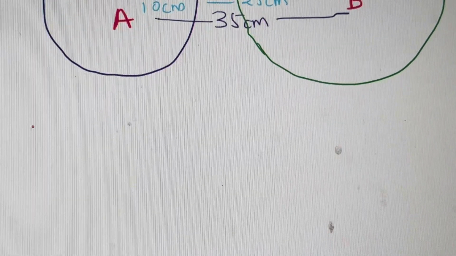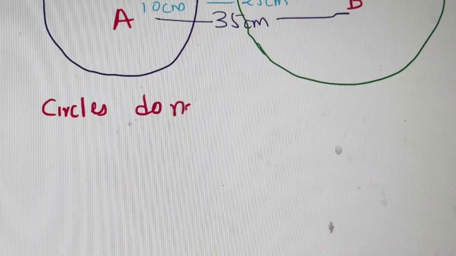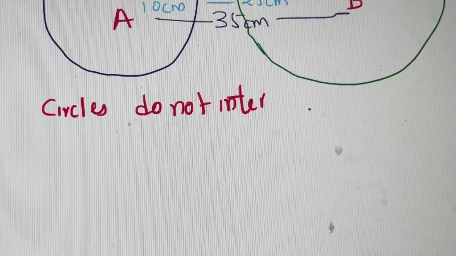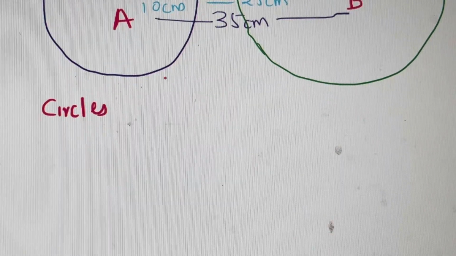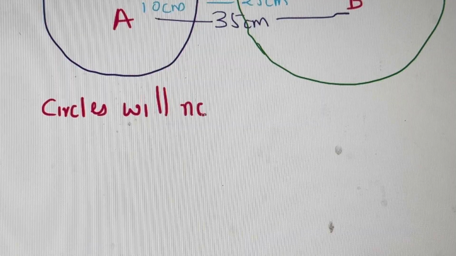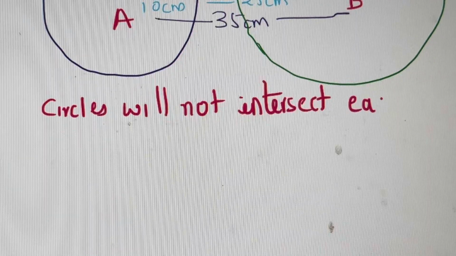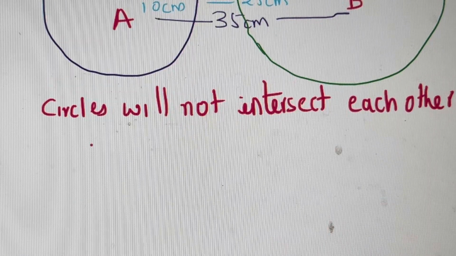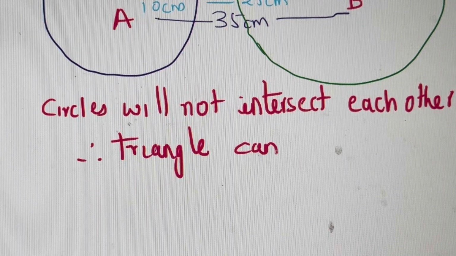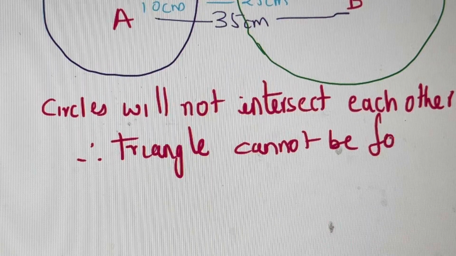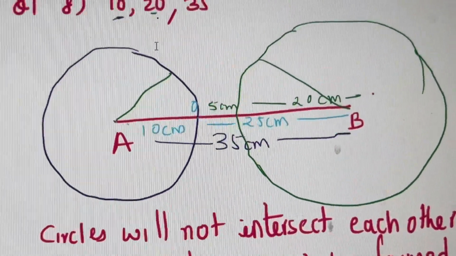So again we write the conclusion that the circles do not intersect each other. Actually we should write will not intersect each other. Therefore, triangle cannot be formed. Right? So this is question number F.